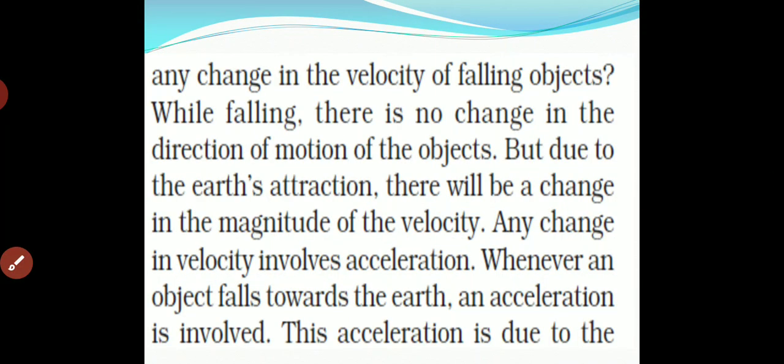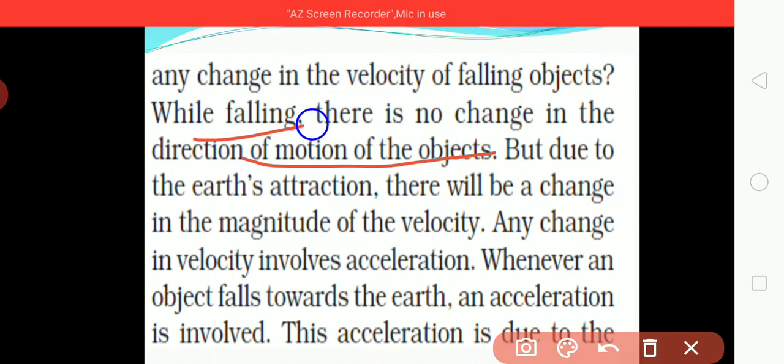Is there any change in the velocity of a falling object? While falling, there is no change in the direction of motion of an object. So from this we can say that the object will fall in a single direction, which will be downward. Because of whom? Because of the gravitational force, the object will fall in the downward direction.